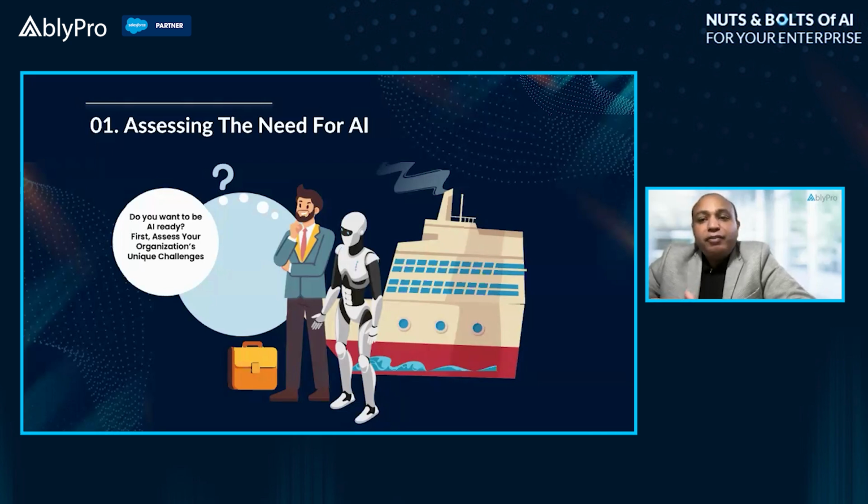But if you don't identify those challenges, then just saying that we are going to implement AI within our ship or within our organization does not make sense, right? Because you don't know how you are going to utilize this new member, which is going to cost you money. And how are you going to get the return on the investment that you are making? So the first and foremost step, before onboarding this new member in your ship or enterprise, is to assess the need for AI. And for that, you need to understand your current organization challenges and where this new member is going to help you out in resolving those challenges. So that is the first and foremost step, which is assessing the need for AI.